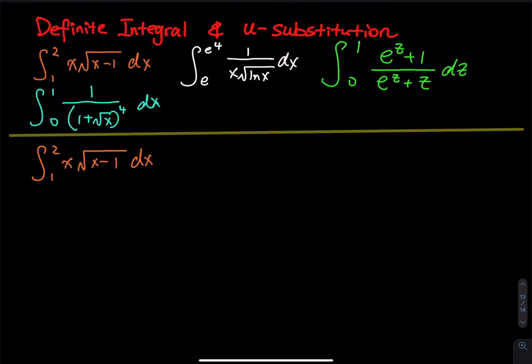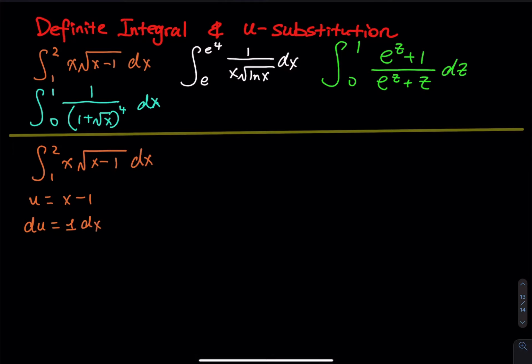Evaluate these four definite integrals using U-substitution. So the first one is the integral from 1 to 2 of x times the square root of x minus 1 dx. We have a linear function x minus 1 inside the square root, so we definitely let u be that x minus 1. du equals just 1 dx.